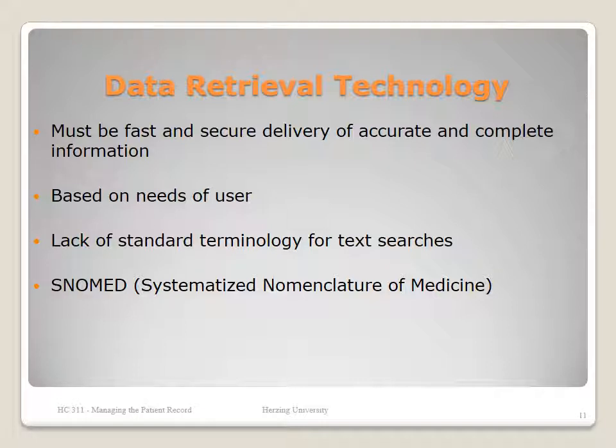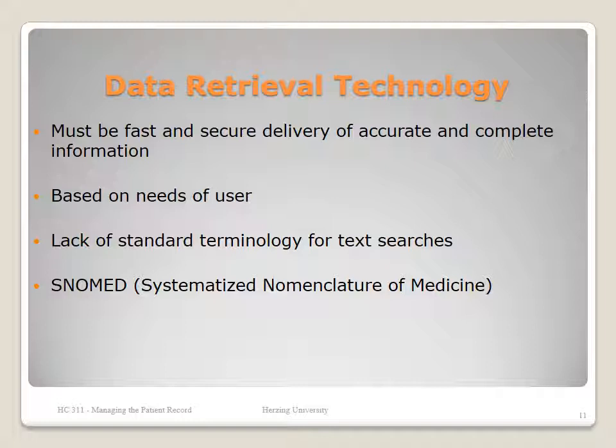Data must be easily retrieved out of any type of medical record. This may be more of a challenge with paper records. You have to physically flip through a paper chart to retrieve information out of it. It tends to be a bit easier with electronic medical records.